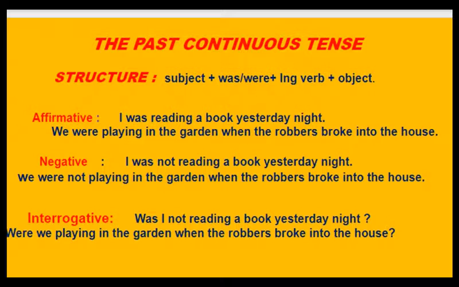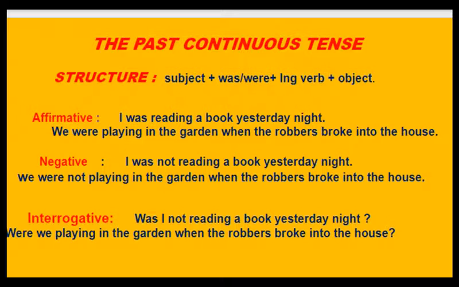Can you guess the interrogative sentence now? Just interchange the subject and auxiliary verb's place. So, was I reading a book yesterday night? Question mark. Just look at another example. We were playing in the garden when the robbers broke into the house. This one is the affirmative sentence. Now the negative one is we were not playing in the garden when the robbers broke into the house.